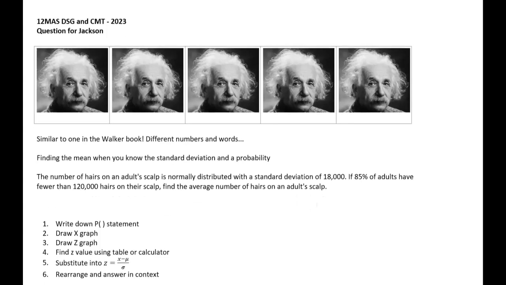This is the weekend's homework question from the Walker workbook. This is the skill that we were looking at in class today that I think a fair few of you found pretty hard to start with. The good news is when you've done a couple of these, they should start to feel quite easy.